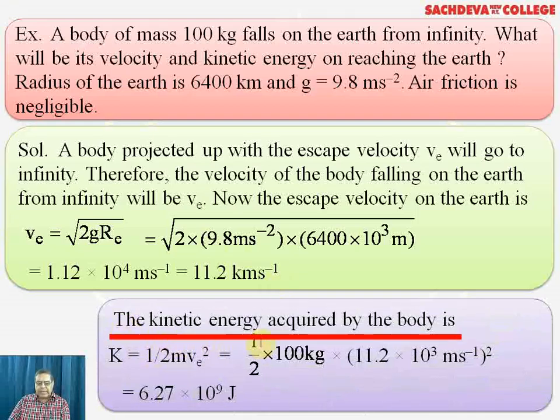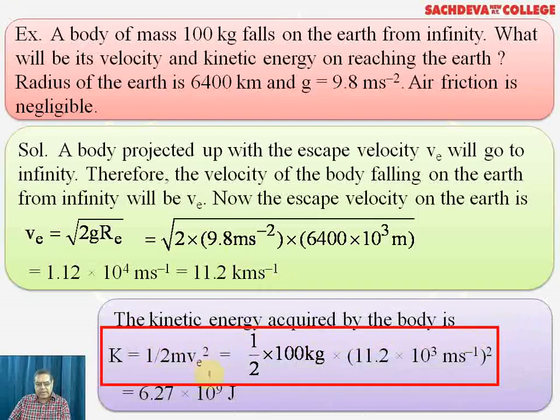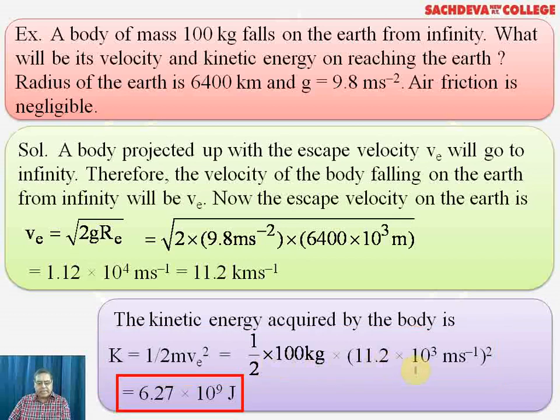The kinetic energy acquired by the body is half mv square. So whatever value of V we have calculated, and mass is given to us in the question, 100 kilograms. Putting these values, the kinetic energy will be calculated in joules. That is 6.27 times 10 to the power 9 joules. Suppose there would have been a very elementary particle, a small particle, then the energies must not be calculated in joules, rather they must be calculated in electron volts. 1 electron volt is equivalent to 1.6 times 10 to the power minus 19 joules.